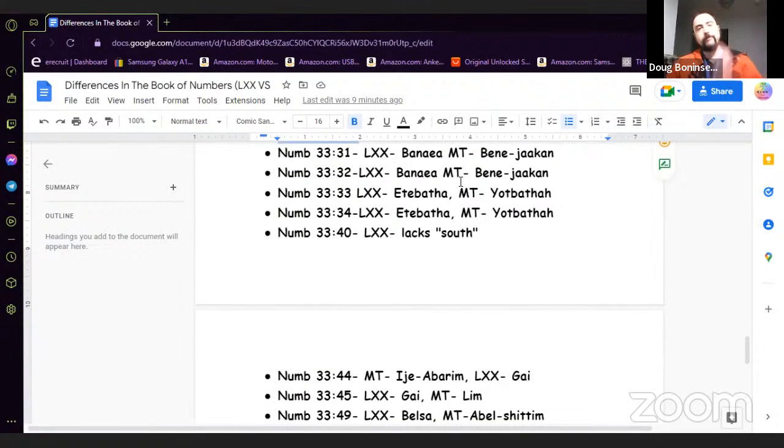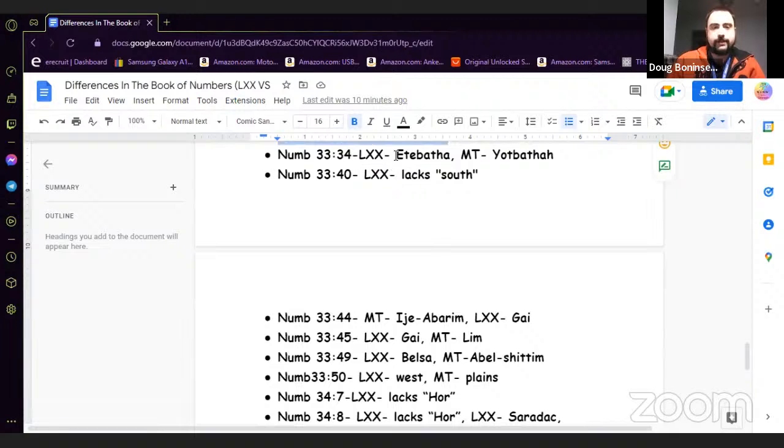Numbers 33, 31, Benaiah would be LXX. Masoretic text has Benai Yachan. So anyway, the next verse here we have is Numbers 33, 33. Tebatha. Masoretic text has Yot Batha. Numbers 33, 34. The Septuagint has Tebatha, and the Masoretic text has Yot Batha. Numbers 33, 40. The Septuagint lacks south.